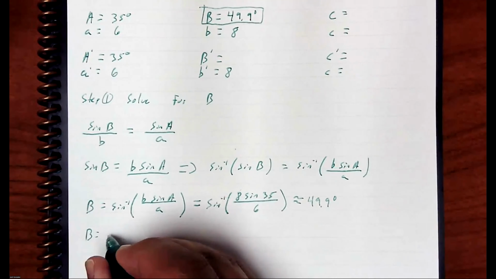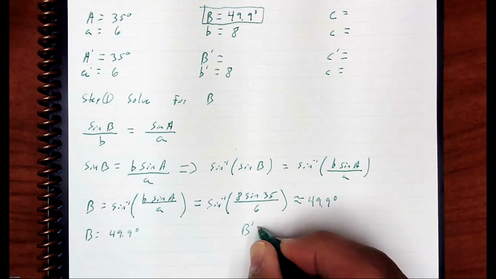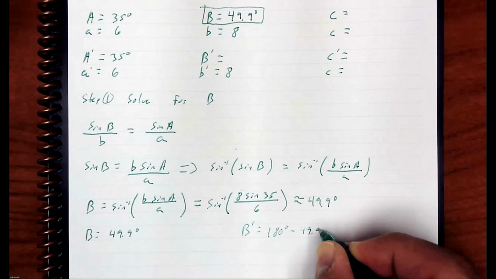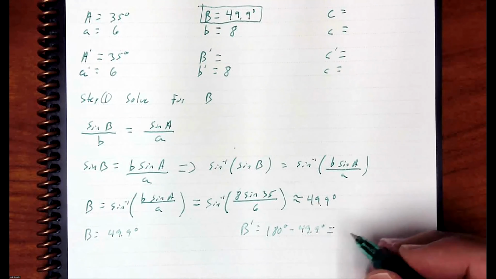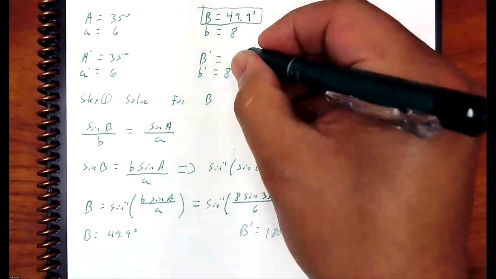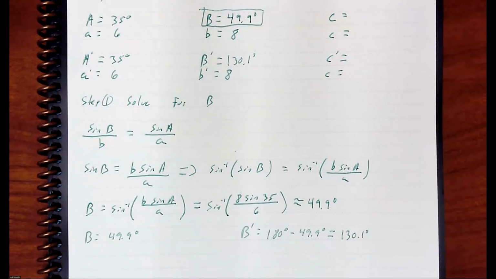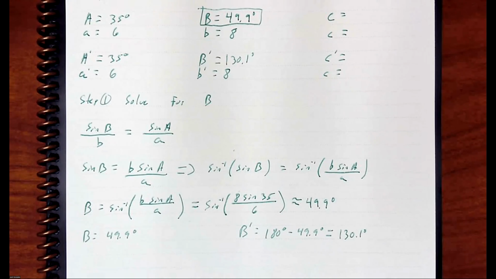So since B is 49.9, that means that B prime will be 180 minus that, which will be approximately 130.1. But we still got to test, even though I know they work. Let's test to see.